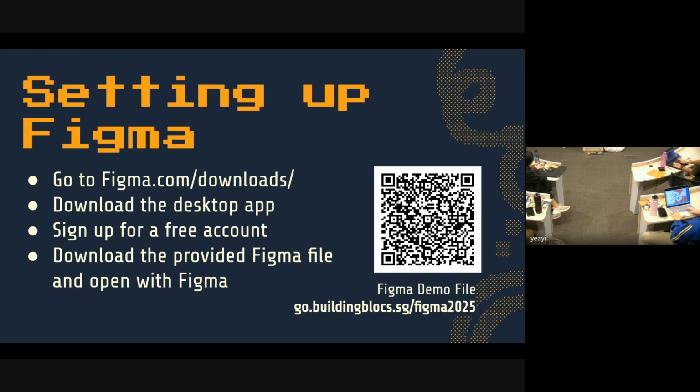So how do you set up the app? You go to this link over here, you download the desktop app, you sign up for a free account. You have to do this regardless of whether you're using the desktop app or the web version. And you can use the QR code to download the demo file, or you can just type in this link. But we recommend using the web app. So just set up your Figma account right now.